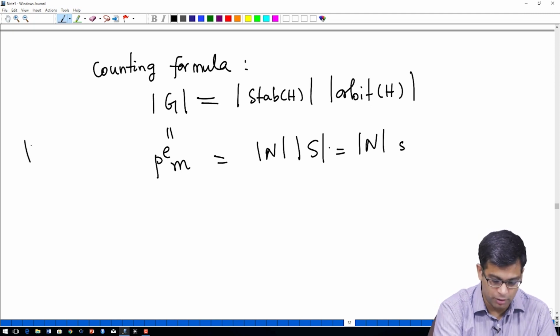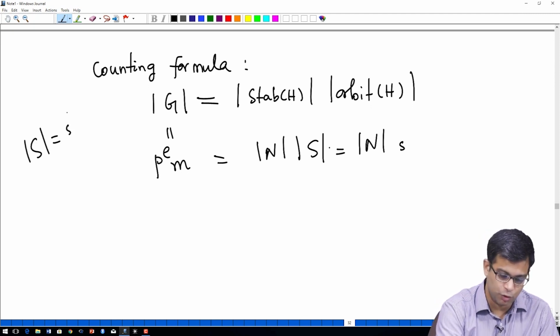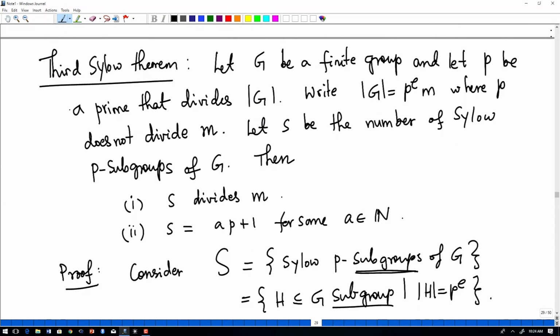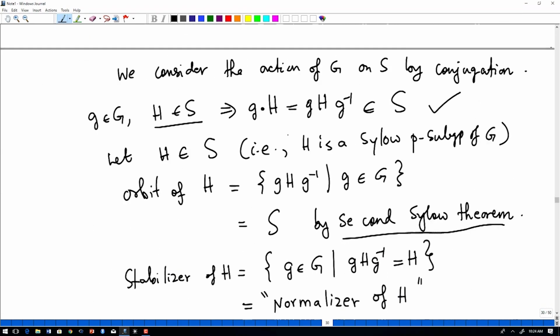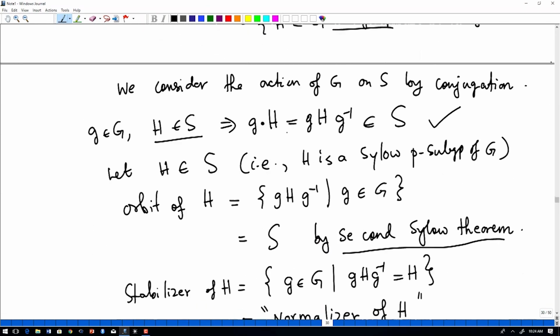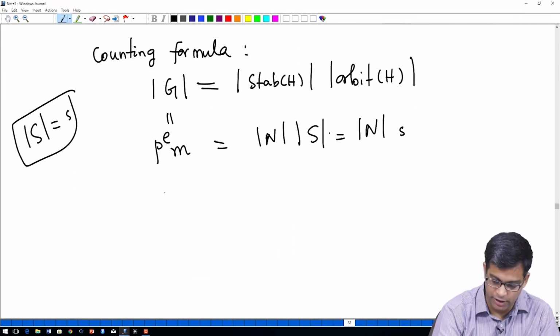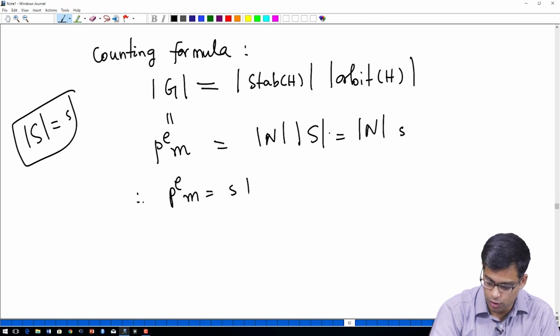remember our notation: the number of Sylow p subgroups was called S in the statement of the theorem. Small s denotes the number of Sylow p subgroups. Capital S is the set of Sylow p subgroups. So, the order of S is small s. So, p power e m is s times the order of N.